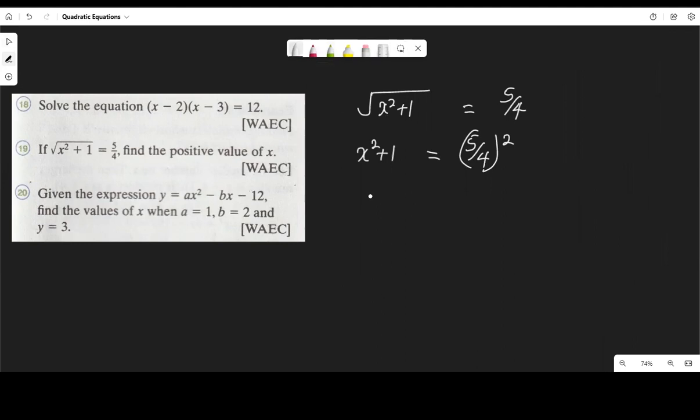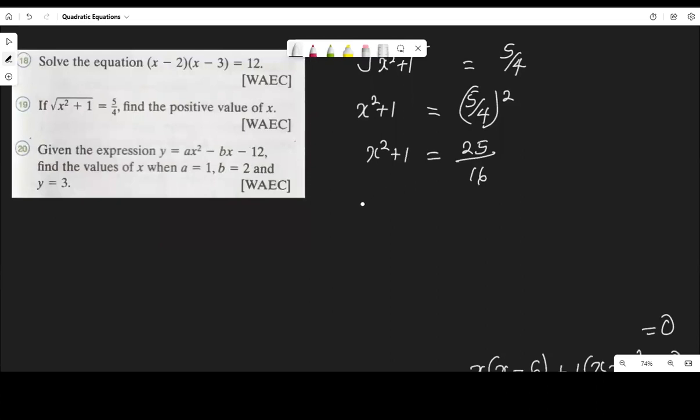Okay, now that we know that s squared plus 1 is equal to 5 squared is 25, 4 squared is 16. If that is the case, if we cross multiply, I'll have 16 times s squared plus 1 equal to 25. If I expand it by distributing this 16, I have 16s squared plus 16 minus 25 equal to 0.